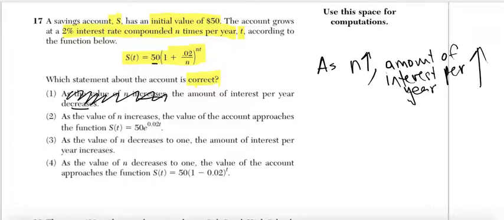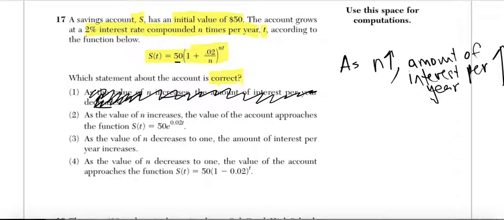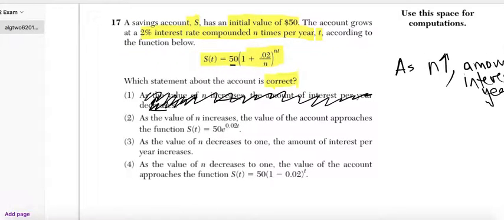The more frequently you compound, the greater your actual effective interest rate, called the effective annual rate, is. You earn greater interest per year. And you could confirm that in the table. Now choice 2, as the value of n increases, the value of the account approaches the function S of t equals 50e to the 0.02t. So guys, here's how this goes.